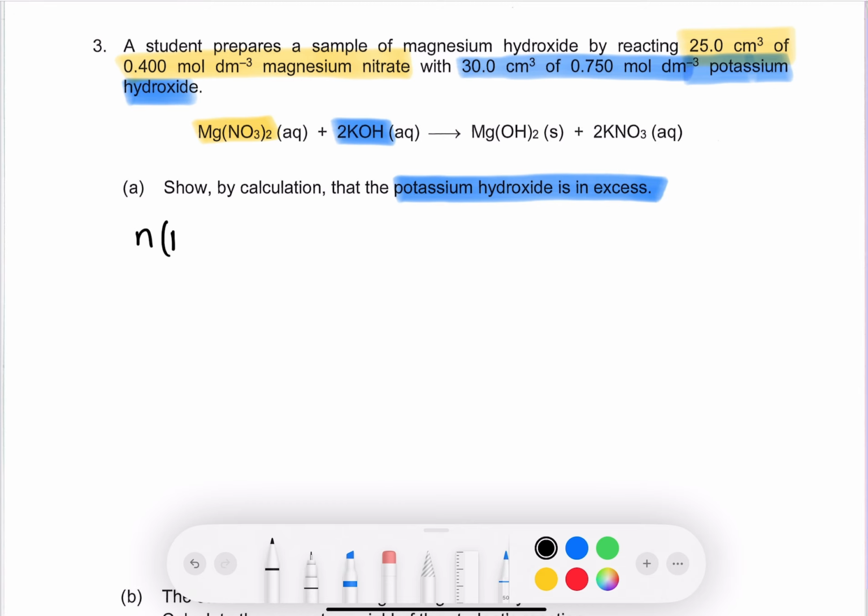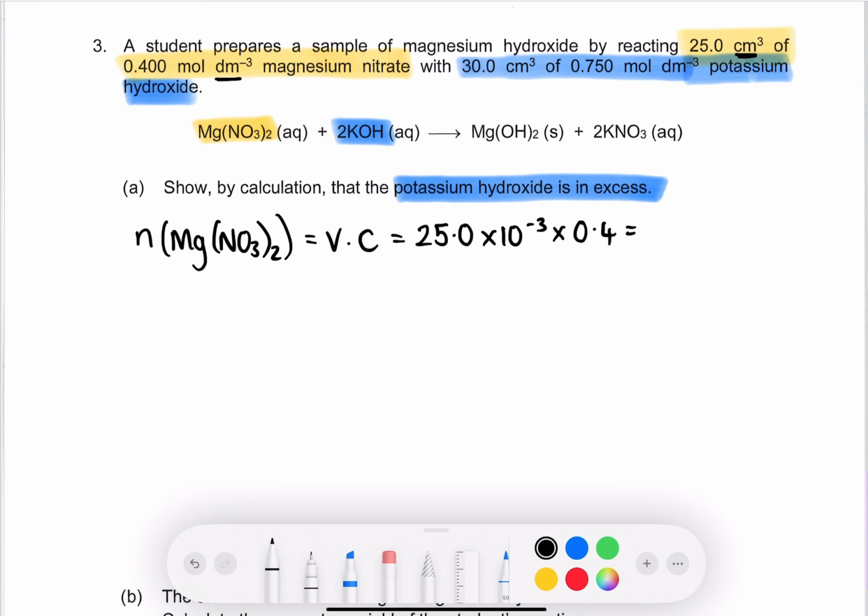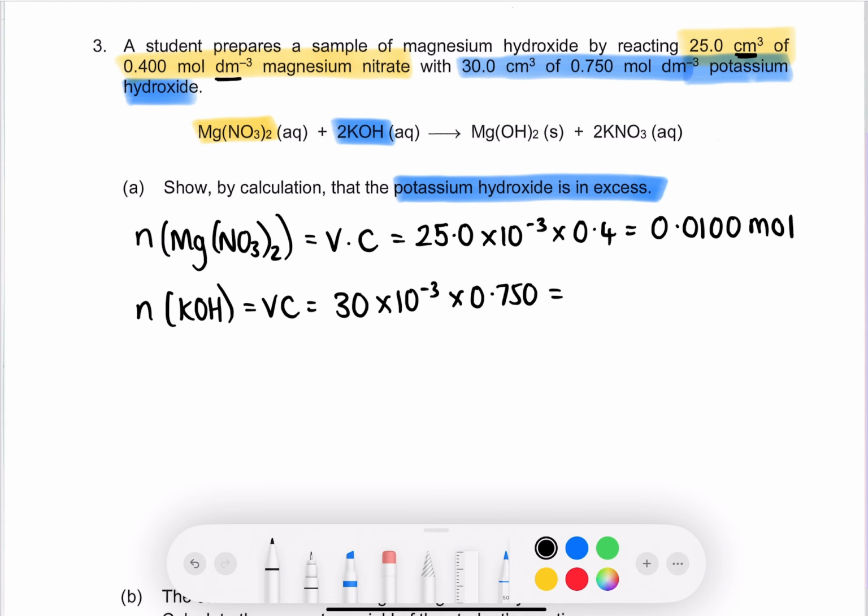So to do that, we find the moles of each one. These are volumes and concentrations, so moles are very clever. Noticing that 25 centimetres cubed is not the same unit as moles per decimetre cubed, so we convert. So we work out how much magnesium nitrate we've got, which is 0.0100 moles. And how many moles of KOH, potassium hydroxide, have we got? So 30 centimetres cubed times 0.750 moles per decimetre cubed.